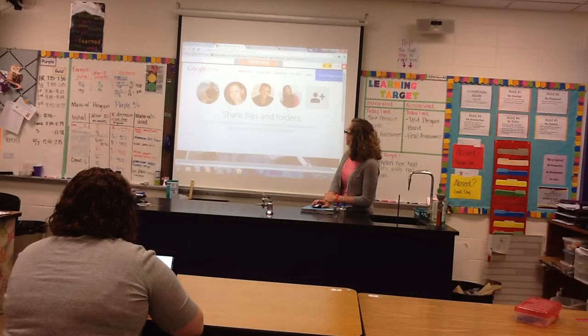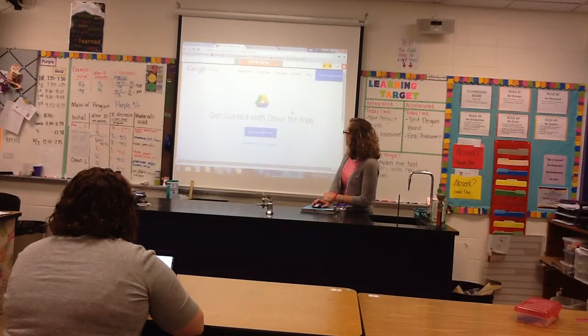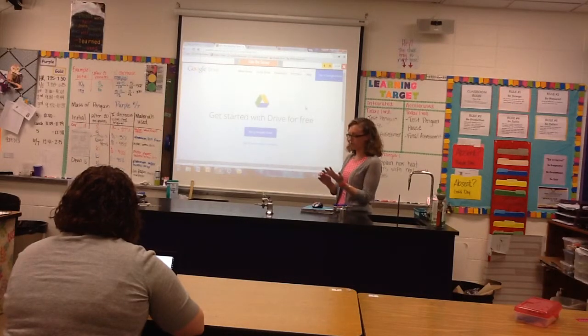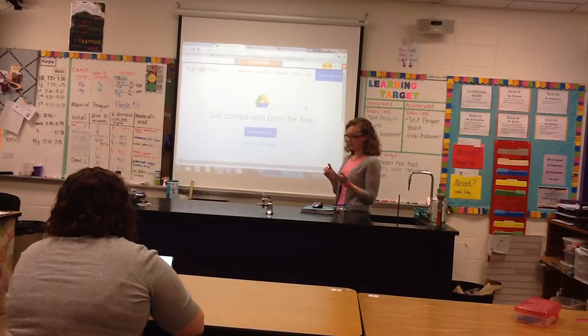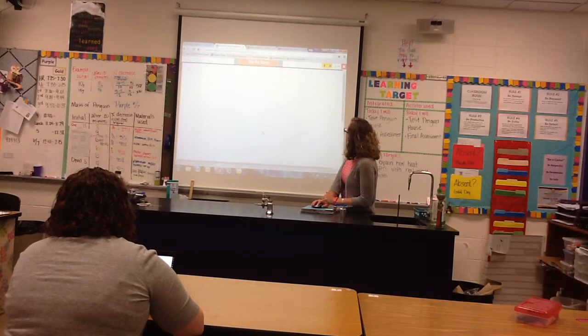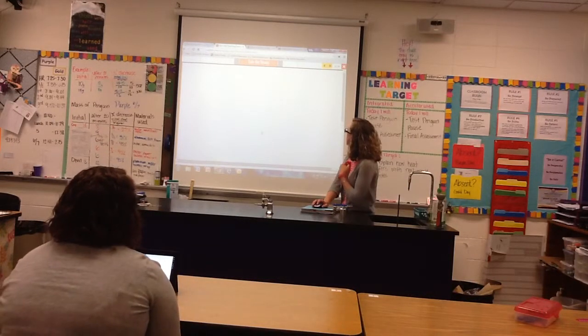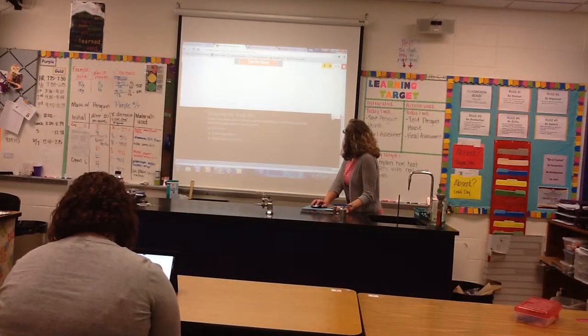You can share files and folders. They can create a whole different. They could do spreadsheets, which is like Excel. They could do PowerPoints, or I think they call it slides, which is like a PowerPoint. And the nice thing about Google Drive is, this might already be logged in as me, but they can use their own email.